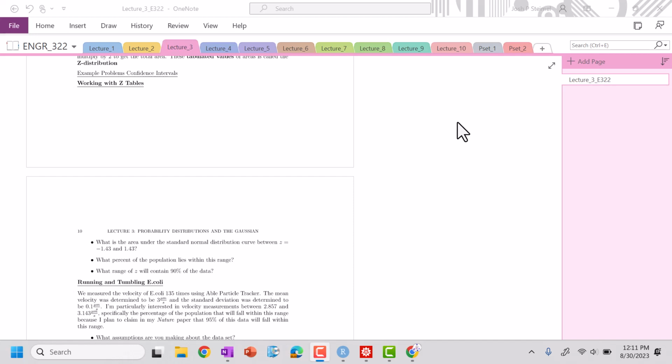Hello everyone, we are back and we are going to now get into some problems where we can solve our confidence intervals with our z-tables, and with Mathematica to confirm that we have those two types of solutions available to us. So, what is the area under the standard normal distribution curve between these particular z values?